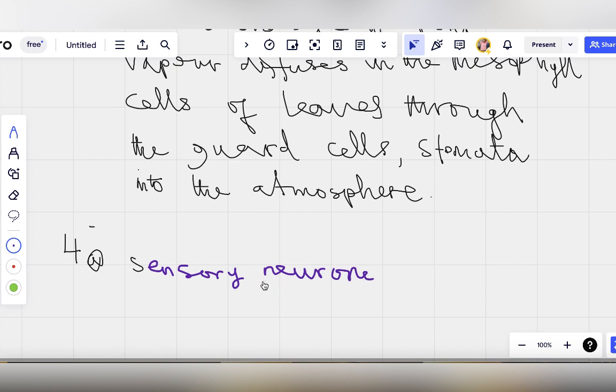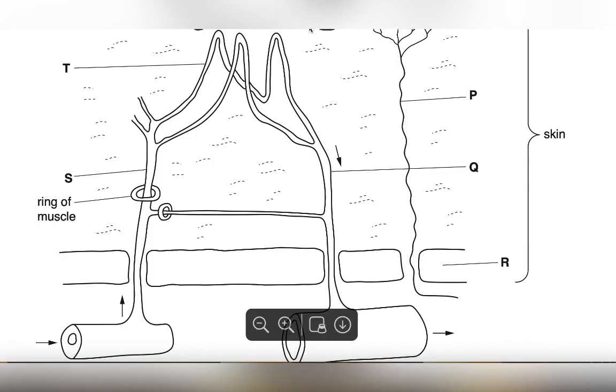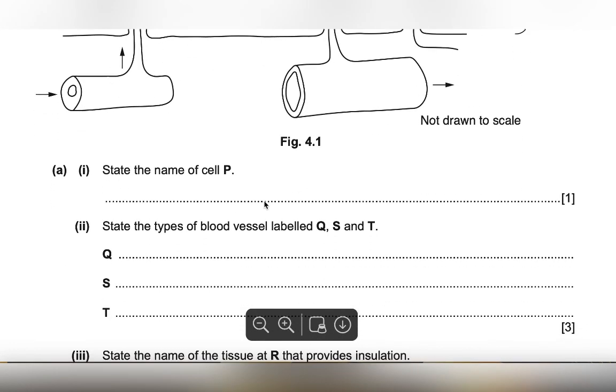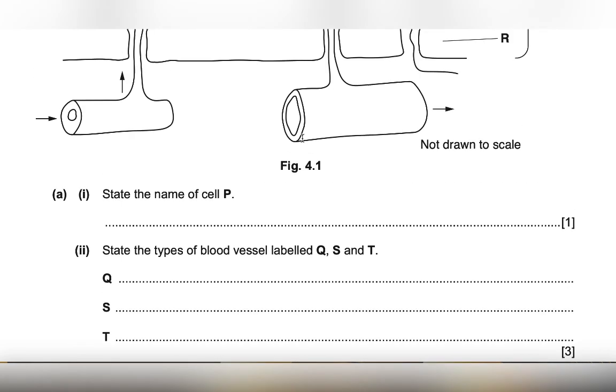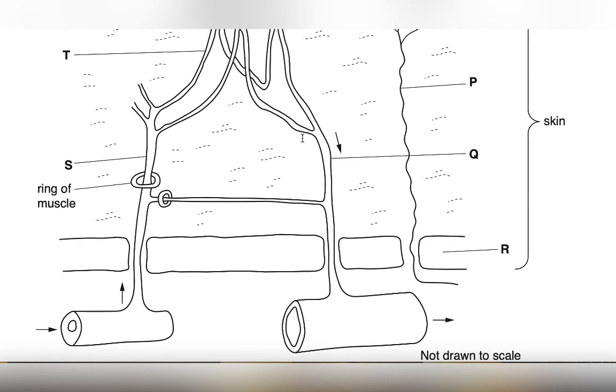Sensory neuron. Okay, so that's for question 1A. Let's go to the B. Okay, 1A, Roman figure 2, state the types of blood vessels labeled Q, S, and T. Now let's take a look at them. We start with Q.